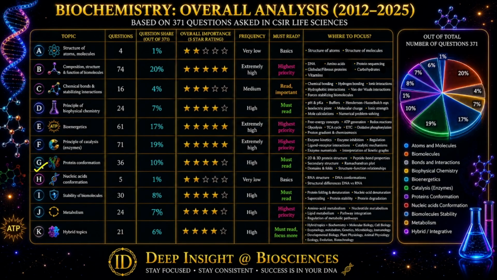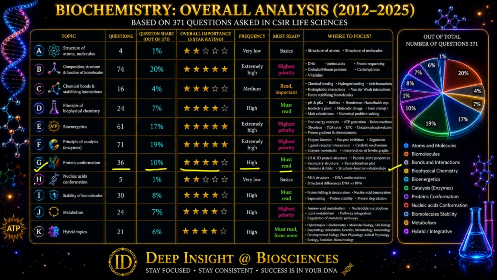Topic G is protein conformation. It contributed 36 questions or 10% of the total. It has a 4-star importance rating and high frequency, making it a must-read topic. Focus on 2-dimensional and 3-dimensional protein structure, the peptide bond, secondary structures, the Ramachandran plot, domains, folds, and structure-function relationship. Learn how amino acid properties influence protein structure and how structural changes affect biological functions.